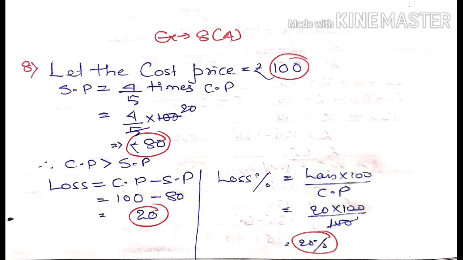It means you are buying the thing at 100 rupees and you are selling it at 80. What do you have, gain or loss? Loss, because cost price is greater. In 100 you are buying and in 80 you are selling. So loss formula, 100 minus 80, 20. Loss percentage, loss into 100 by cost price, 20 into 100 by 100. 20 percent is the loss. Okay.